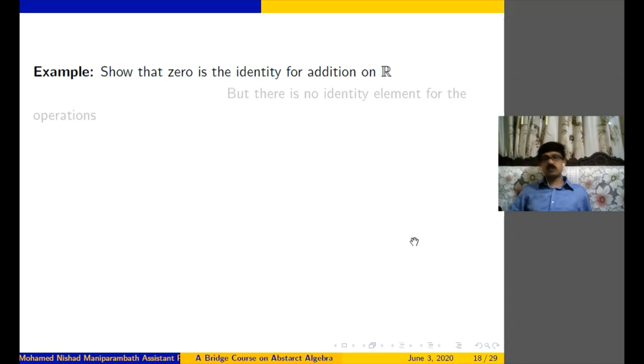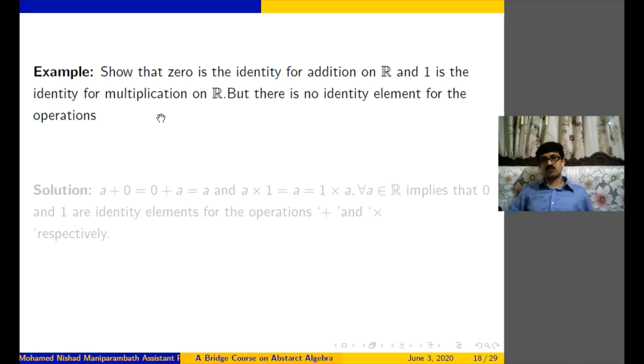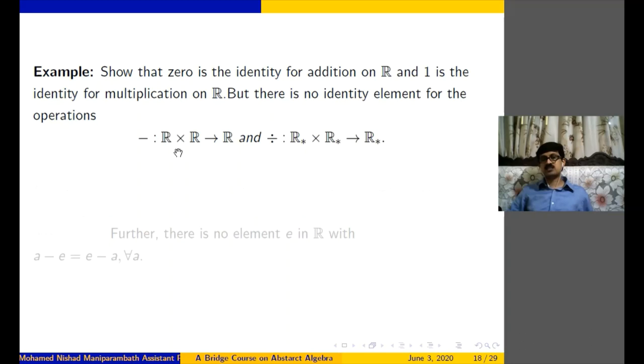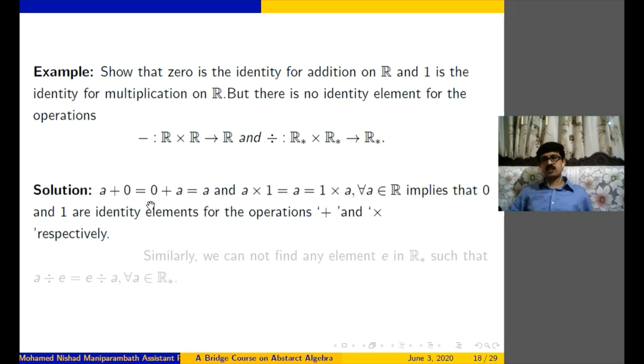Very simply, we can say that 0 is the identity element on R for addition, and 1 is the identity element for multiplication. But there is no identity element for the operation minus from R cross R to R, and division from R star cross R star to R star. Simply, we can say that for addition, a plus 0 equals 0 plus a equal to a. For all real numbers, a into 1 is equal to a equal to 1 into a.